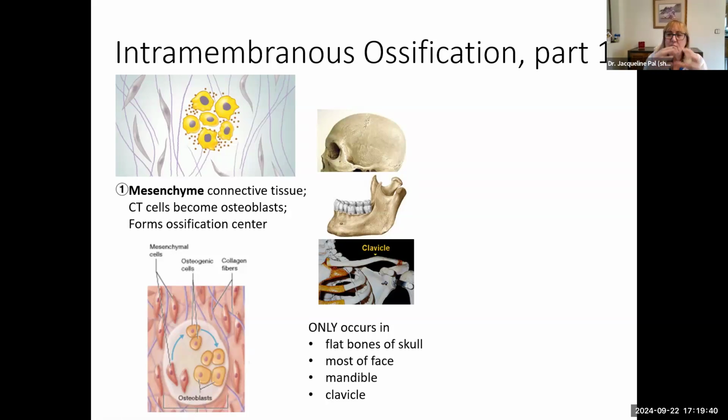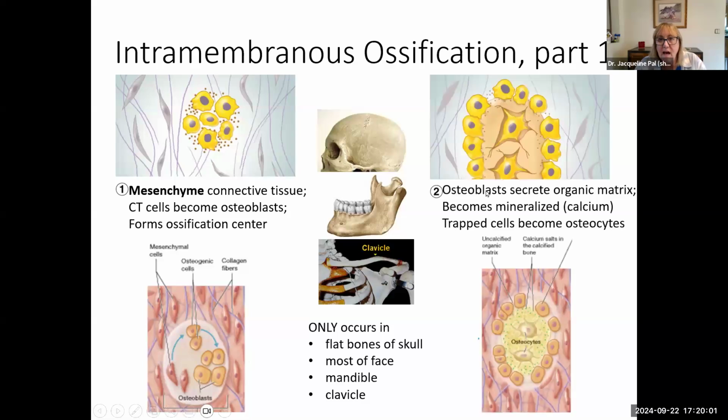And this part of the mesenchyme where the bone is going to form, where the osteoblast is now located, because the osteoblast is going to do its osteoblast job, this is called an ossification center. In other words, the location where ossification is going to occur. So what's the osteoblast going to do? Well, it's going to secrete its organic matrix. It's going to secrete fibers. Then it's going to mineralize it. It's going to get hard because there's calcium in it.